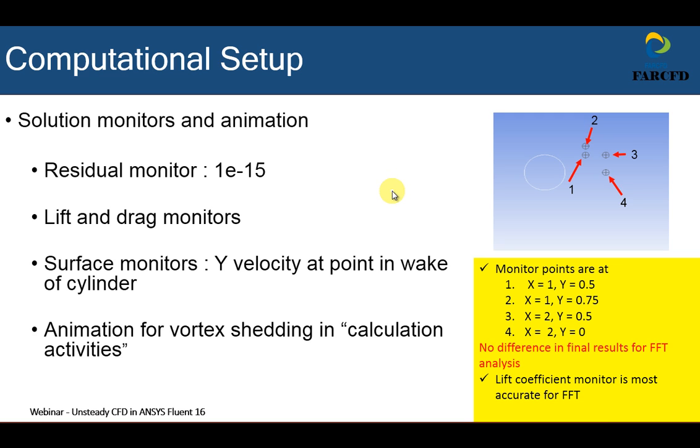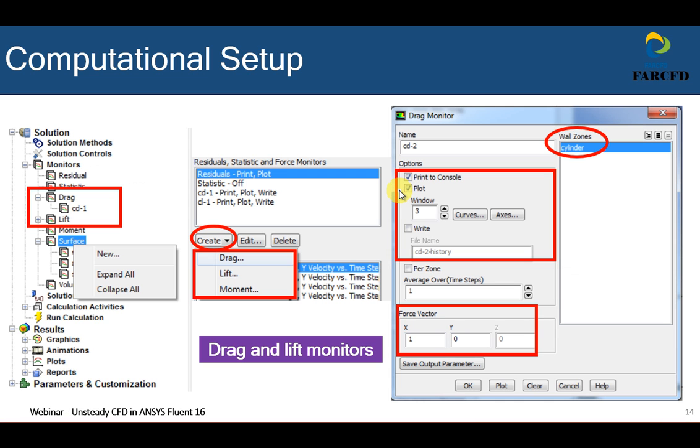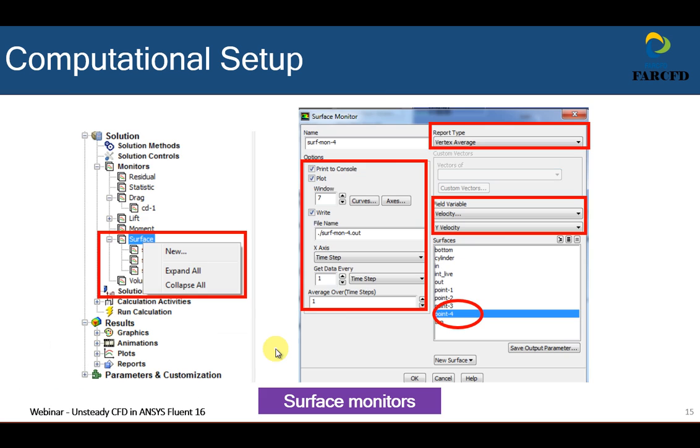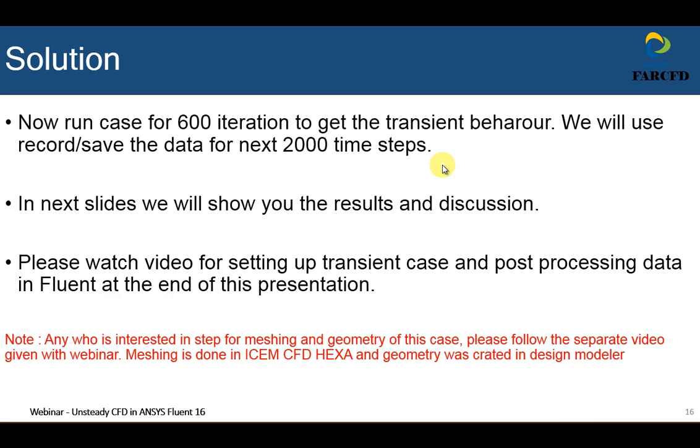The purpose of this presentation in part 1 of this webinar is to familiarize you and give you a general overview of the approach we will be using while solving the case in Fluent. In this slide, the panels for setting up drag, lift and surface monitors are shown. Now we will show you the results we have obtained from this simulation. We will also discuss results for different meshes and time steps. Please follow part 2 at the end of this presentation for doing this case in Fluent.